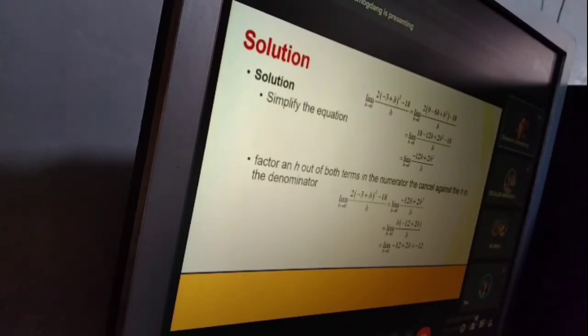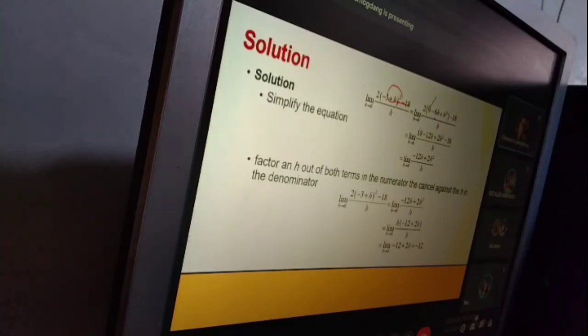Itong negative 3 plus h square natin, ito siya, no? Negative 3 times negative 3 is 9. 2 times negative 3 is negative 6 times h is negative 6h. And then h times h is h squared. Minus 18 all over h. Distribute natin yung 2 sa loob. So, 2 times 9, 18 minus 12h plus 2h squared minus 18 over h as h approaches 0.